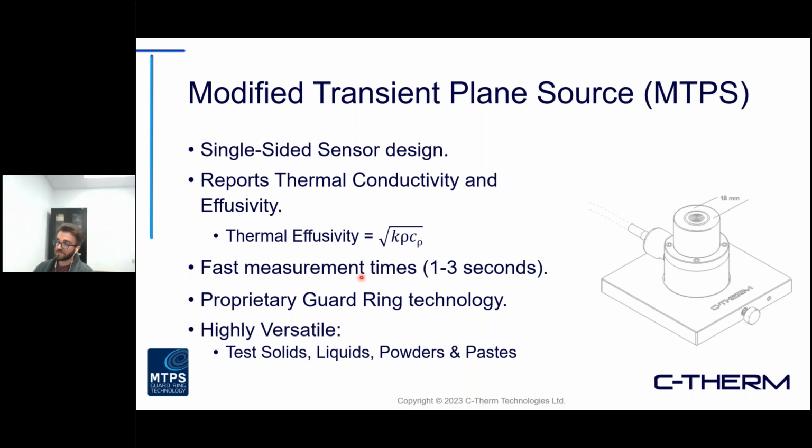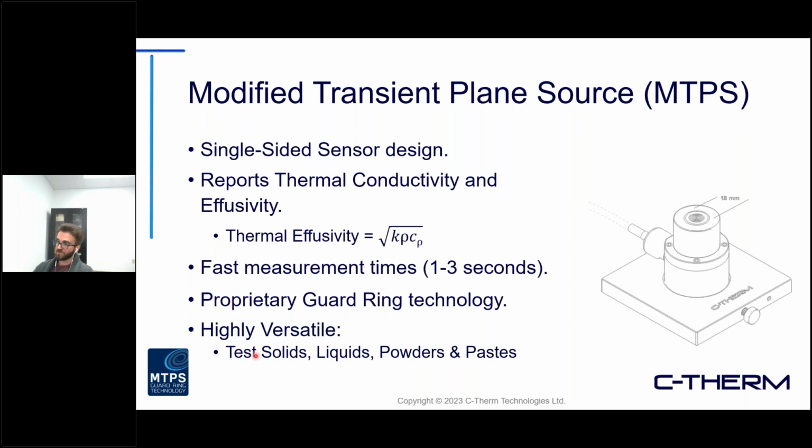Very fast measurement times. Being a transient technique, it will have amongst one of the faster testing times, especially if you compare that to more traditional steady state options. The MTPS will always be significantly faster, and transient in general as well. With the MTPS, there is a proprietary guard ring technology that is incorporated into the sensor. This is a very important aspect to the design of the sensors. It has an influence on the directionality of the measurement, which I'll speak to in a few minutes.